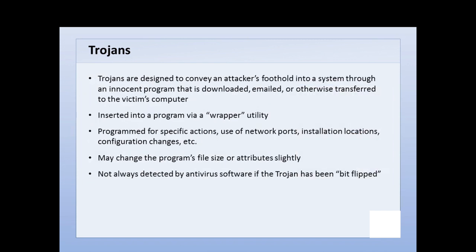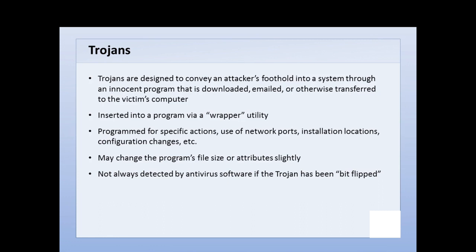Now, what Trojans are designed to do really is get an attacker on the box. In an earlier chapter, we talked about system hacking, and one of the big problems is actually getting your tools on the box or getting malware or something on the box that you can use to hack the box. Okay? That's where Trojans come in. They're basically designed to convey an attacker's foothold into a system, and basically they do this through the innocent program that is downloaded to the machine, emailed to an unsuspecting user, or pretty much otherwise transferred somehow or another to the victim's box. Now, what happens is this Trojan is inserted into a program in what's called a wrapper utility, and we'll talk about those a little bit later. But it's basically just a utility that puts a Trojan into a normal program.